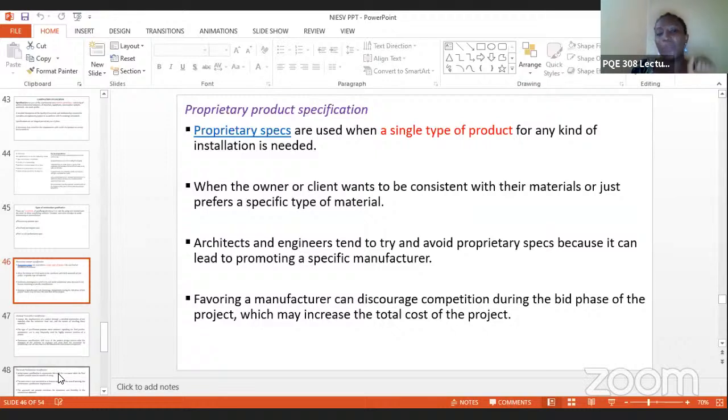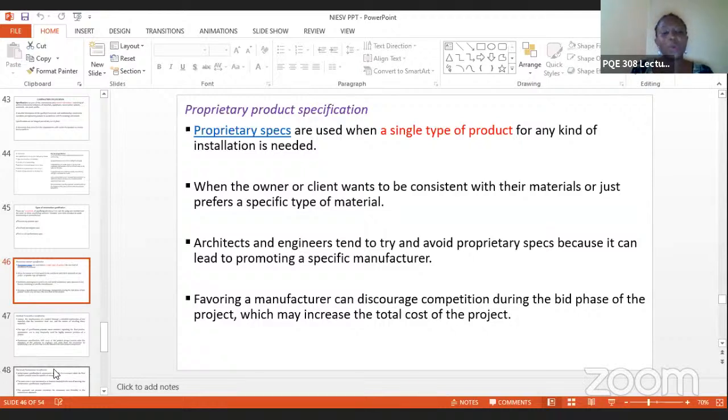So proprietary product specification is when, for this particular project, you are only allowed to use a single type of product. And of course, it comes from the owner or the client of that work, and the architect or the engineer does not have any say. They just have to follow what the owner wants.